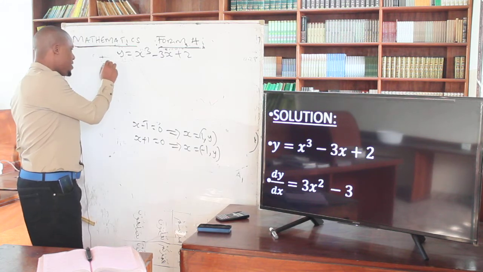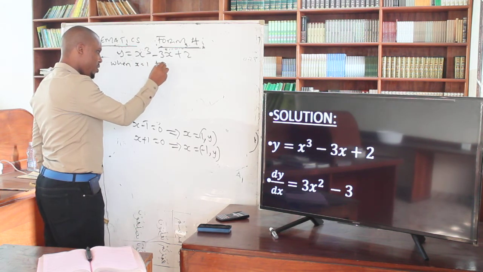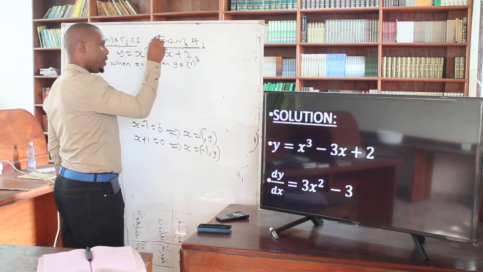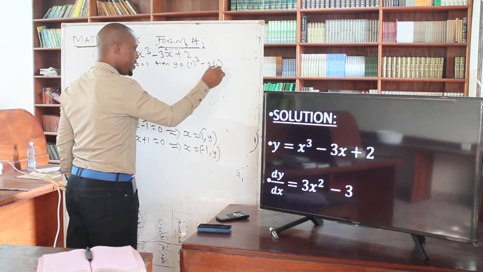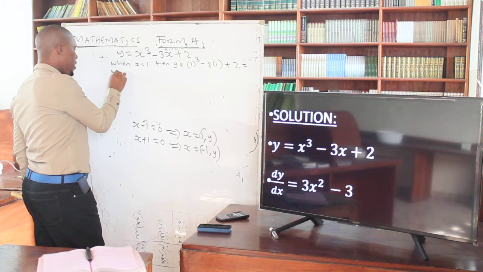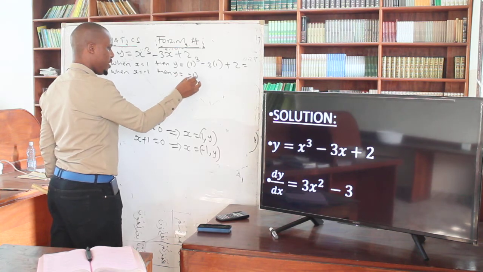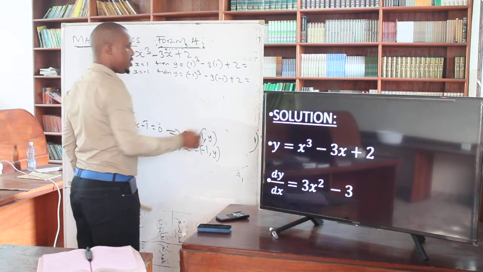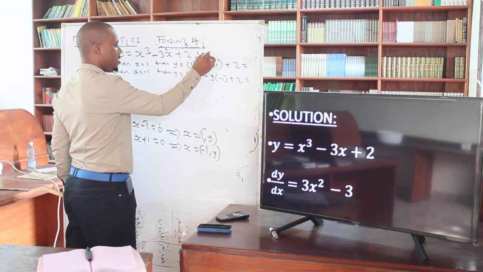So we see when x is equals to 1, then y is equals to 1 cubed minus 3 multiplied by 1, then plus 2. So that then we solve. When you solve, then again you say when x is equals to -1, then y is equals to -1 cubed, then minus 3 multiplied by -1 plus 2. So get your answers there. So this 1 cubed gives us 1, then minus 3, then plus 2.